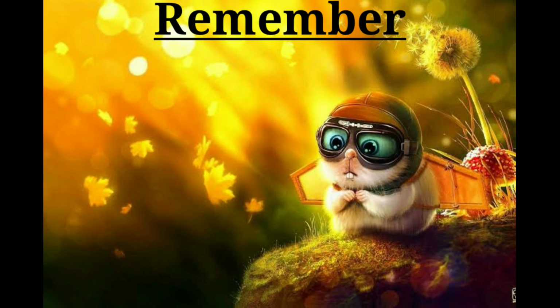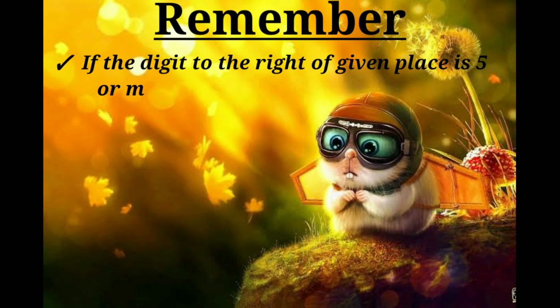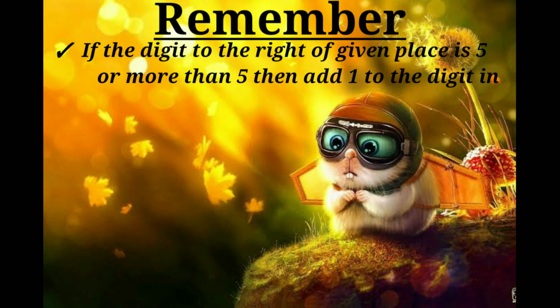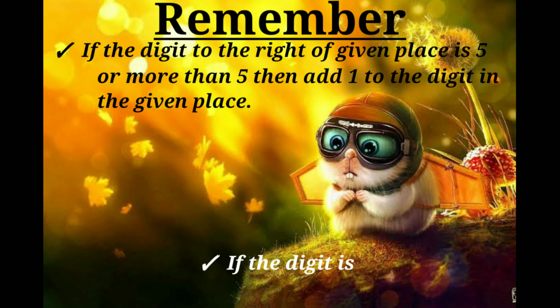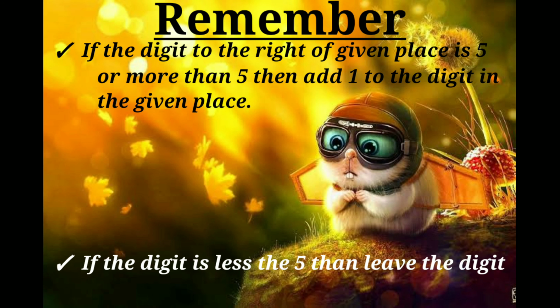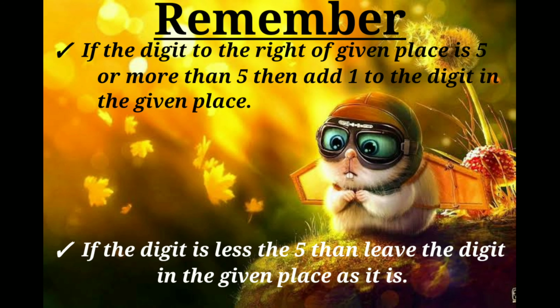Remember these points and it will be easy for you to get the estimated values. If the digit to the right of the given place is 5 or more than 5, then add 1 to the digit in the given place. And if the digit is less than 5, then leave the digit in the given place as it is.